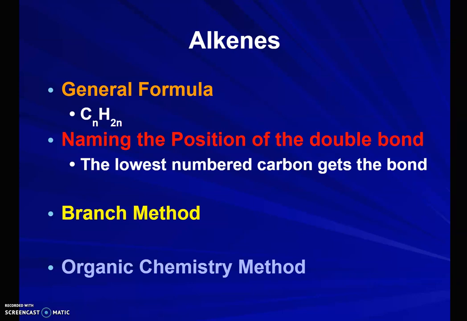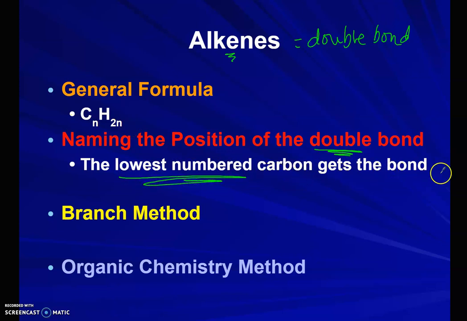All right, so the general formula for our alkenes, which have a double bond, is going to be CnH2n. You name the position of the double bond, and the lowest numbered carbon gets the bond. So don't forget that we can number things from left to right or from right to left. So be very careful with that.